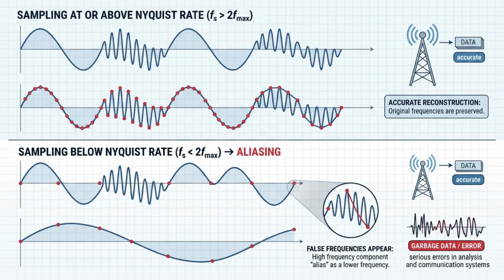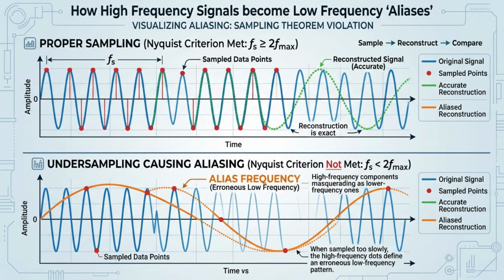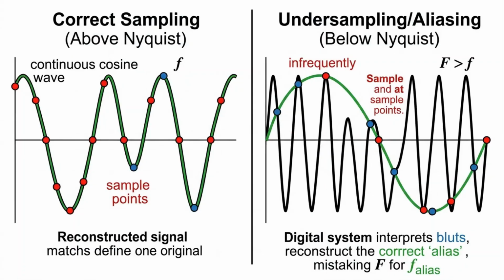Aliasing is the phenomenon that occurs when a signal is sampled at a rate lower than twice its highest frequency component. Under these conditions, high-frequency components become indistinguishable from lower-frequency components in the sampled data. The sampled system essentially becomes confused about the true frequency of the signal.